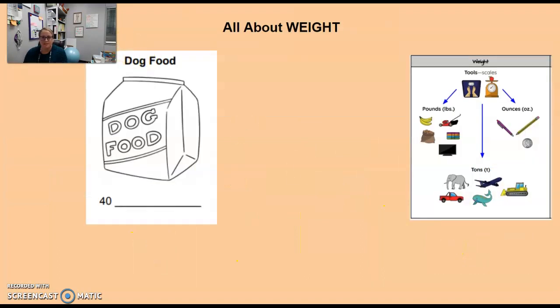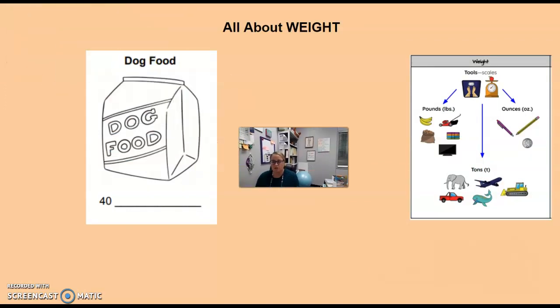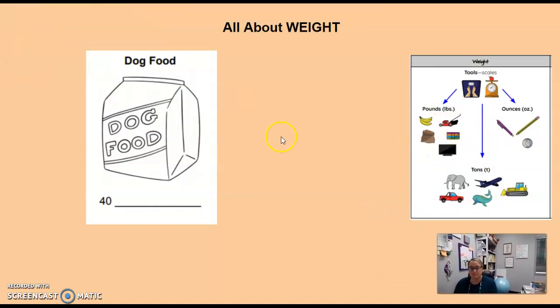So let's look at these different examples. I have our anchor chart over here in case we need to reference it. So I have dog food. My dog gets hungry and I have to go buy him food all the time. So I know that it's 40, but 40 what? Am I going to weigh dog food in ounces, pounds, or tons? Is it 40 ounces, 40 pounds, or 40 tons? What do you think? I hope you said pounds.